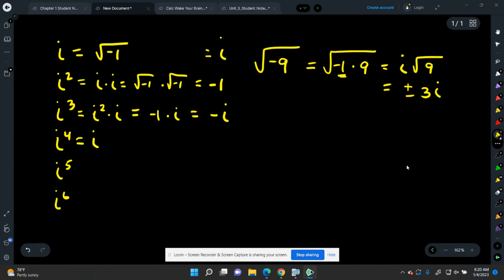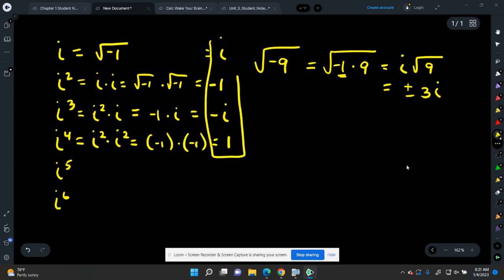I to the fourth, that's I squared times I squared. And we know I squared is -1. So we get -1 times -1, which is 1. This pattern, I, -1, -I, 1, will repeat itself.